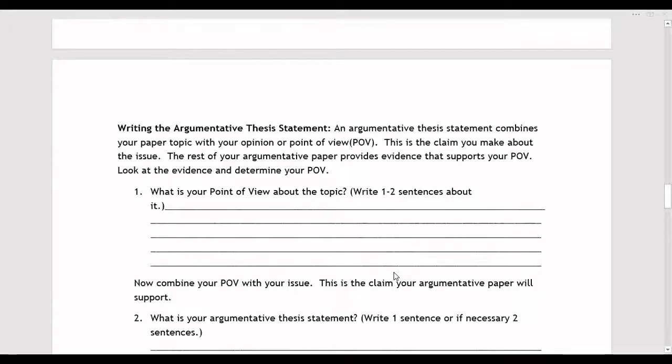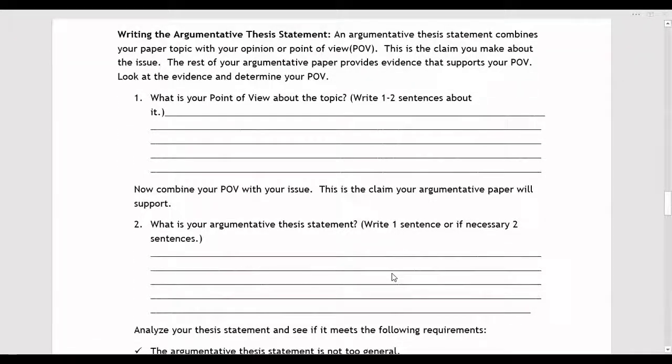So you want to look at all that evidence, and you want to decide your point of view about the topic. When you come up with your point of view, I want you to write this in 1 or 2 sentences. Next, you're going to combine your point of view with your issue. And this is your thesis statement. For your thesis statement, you usually write it in 1 sentence, sometimes 2, but it's best to keep it down to just 1 sentence. So this is your issue plus your point of view, all combined into 1 sentence.